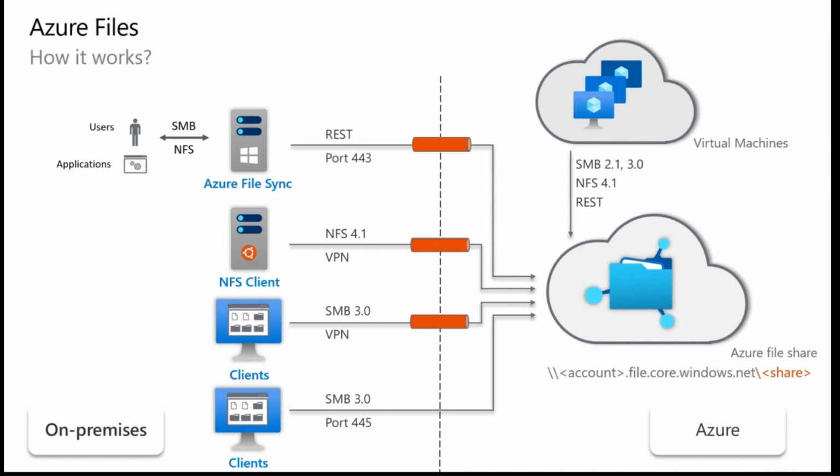Oftentimes, we recommend that customers think about where you're going to be accessing these file shares from. Typical scenario is that you may have the file share and you may have virtual machines inside of Azure already. There you have an option of running older protocol SMB 2.1 as well as 3.0. You notice that when we go to the clients that are accessing it from the outside, SMB 2.1 is not supported. That protocol was super chatty, and that created a lot of headaches.